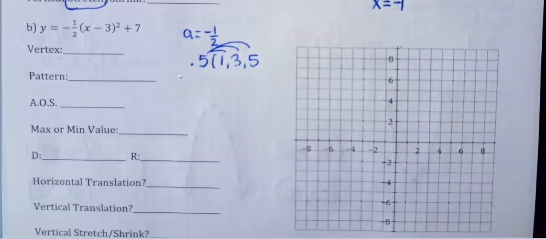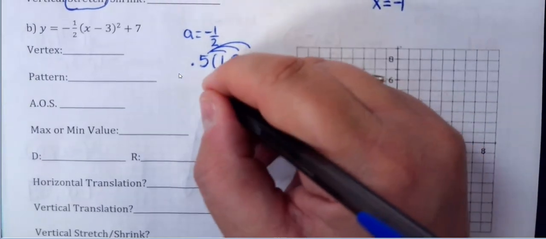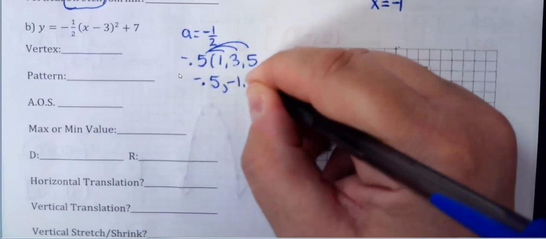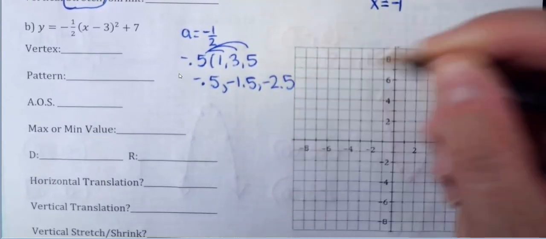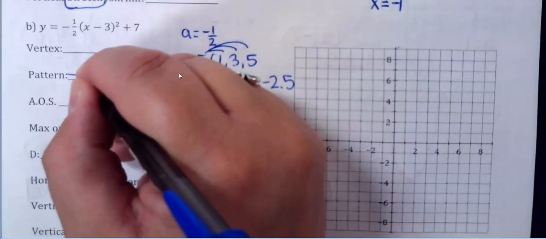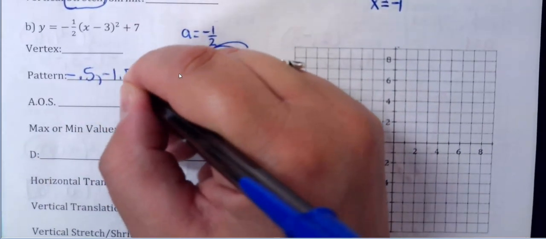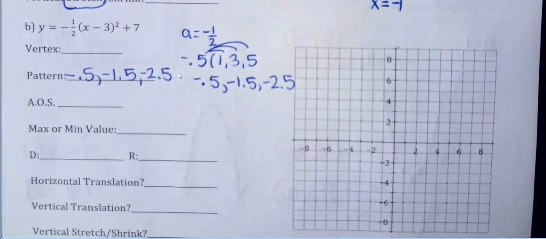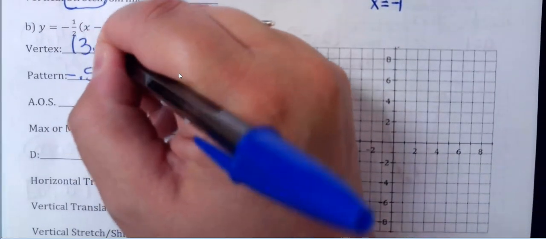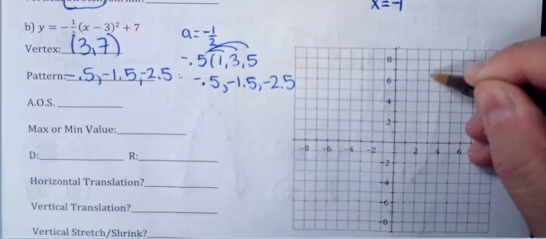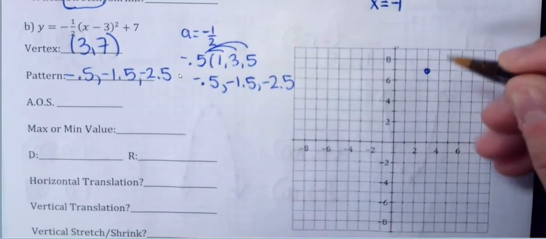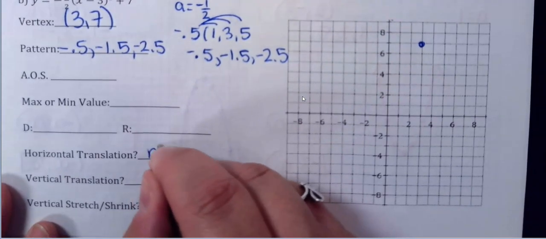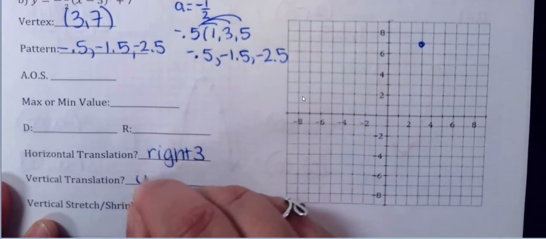It doesn't work that way if you do it. And if it's a decimal, we're just going to have to estimate. So this is going to be, oops, sorry, it's negative, my fault. -0.5, -1.5, and -2.5 for your pattern. So we're going to go down here. I totally forgot to write the vertex. What would the vertex be here for this graph? 3, 7. All right, so there's where we're going to start. 3 to the right, up 7. And what I might do is just come down and write that right here for my horizontal translation. I went right 3, and I went up 7.